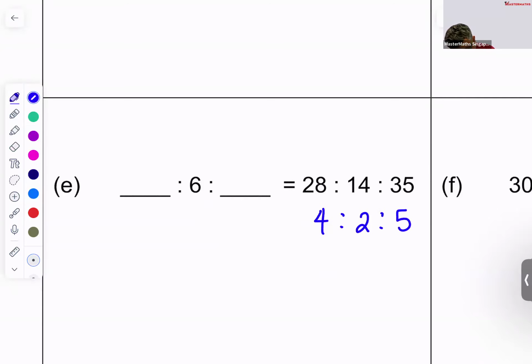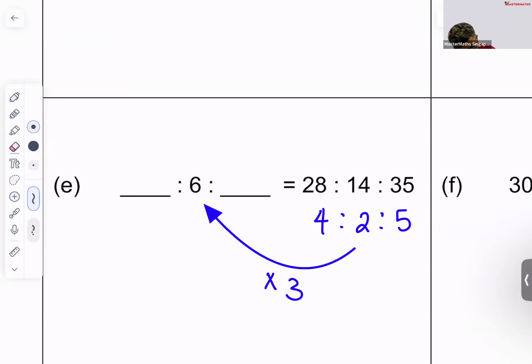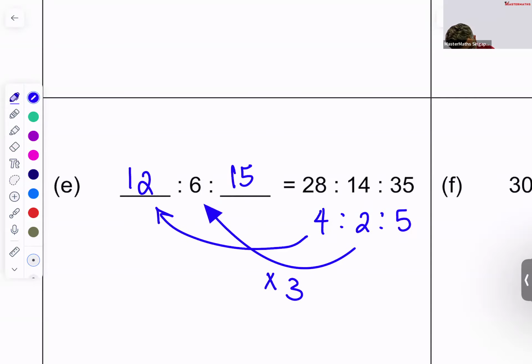Cannot make a curved arrow. They are making it a straight arrow. 2 times 3 is 6. So all the other terms, you must also times 3. What is 4 times 3? 12. What is 5 times 3? 15. Do you understand the process? Is it difficult? As long as your times table are at your fingertips, this would be a breeze.